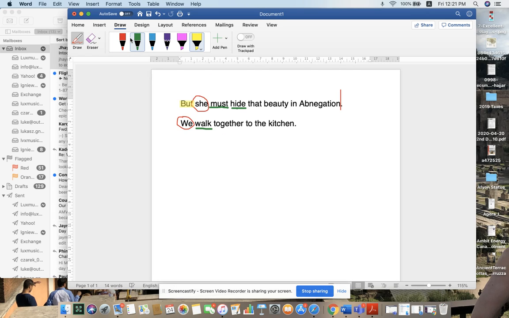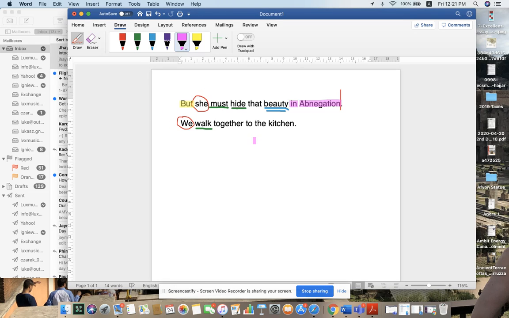Now that we have our subject and predicates and we divided out our clauses into sections, let's go after the noun cases. So, what must she hide? What must she hide is beauty. And it's not just any beauty, it's that beauty. Okay, agreeing with it. So that's the direct object. And then we have in what? In abnegation. Okay, so this is an object of the preposition.